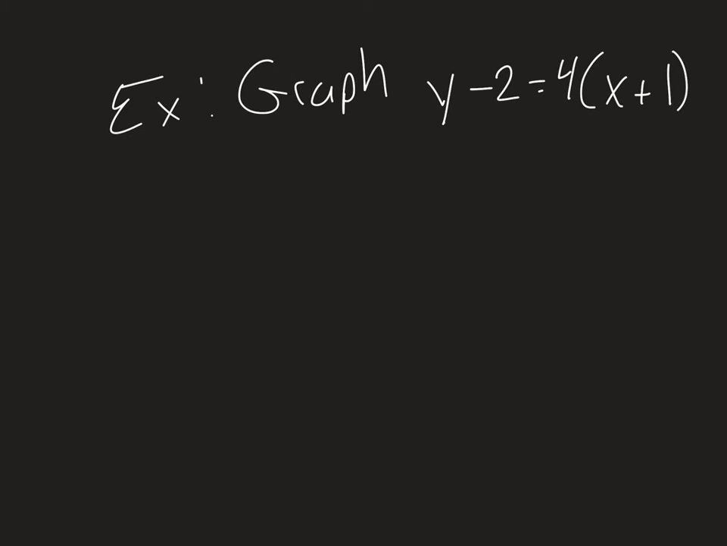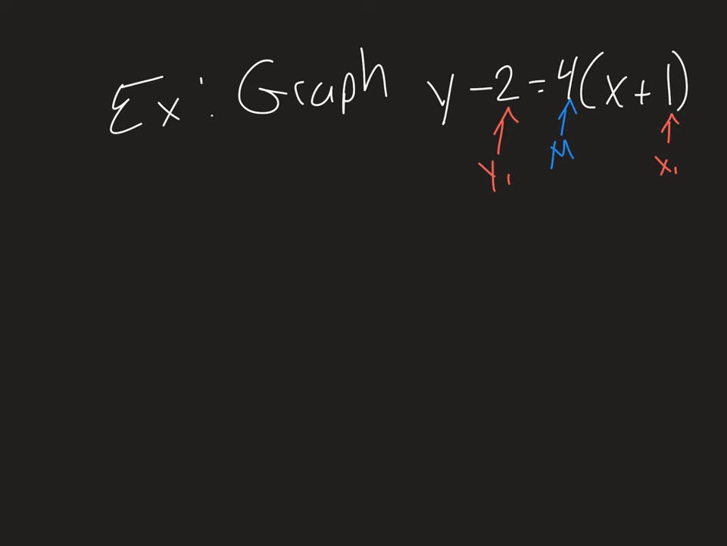So let's look at an example here. I'll go ahead and just highlight the pieces. In this case, m is 4. This little 2 here, that's the y1, and this 1 is x1. Okay, so notice we have y minus 2, which tells me y1 is 2.